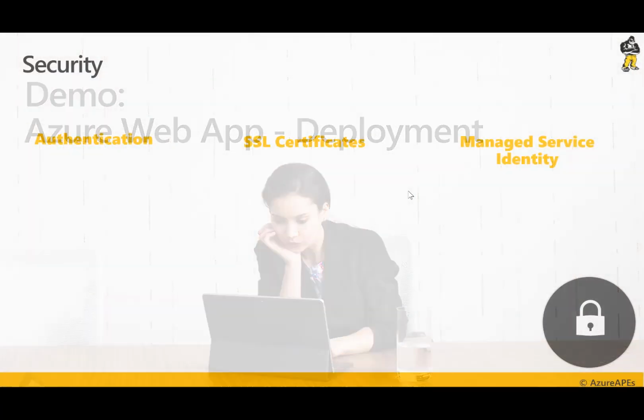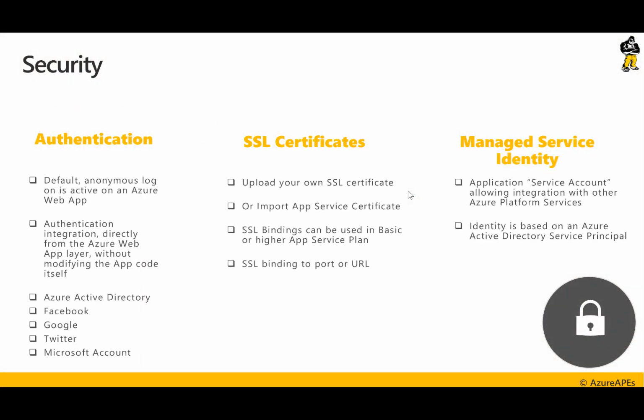So with that, let's move on to the second pillar, security, where I'm going to talk about authentication, SSL certificates, and managed service identity. Around authentication, it's a pretty cool feature. Now, by default, any Azure web app is configured to use anonymous logon, which means no authentication. It's like the default in IIS, by the way.